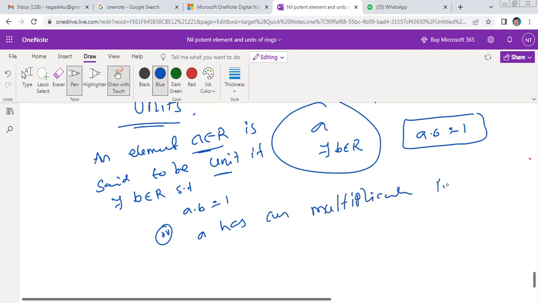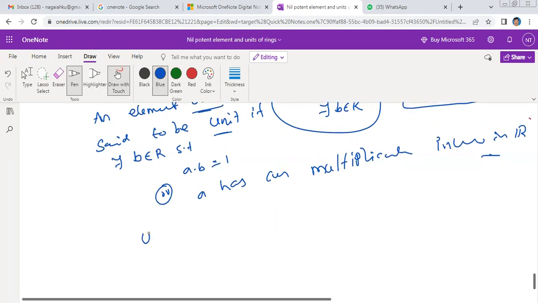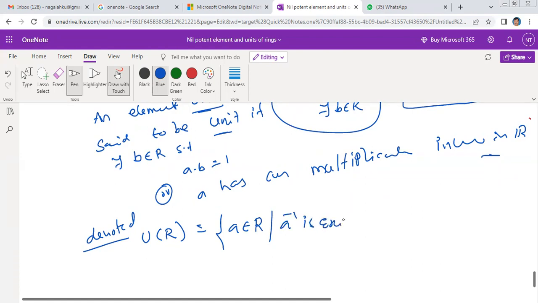An element A is said to be a unit if it has a multiplicative inverse in R. That element is called a unit. So how do we find the units of a ring R? It is denoted by U of R, the units of a ring R, which is defined as: A is an element in ring R such that A inverse, where should it exist? A inverse exists in R. Every element in R that has an inverse is a unit.